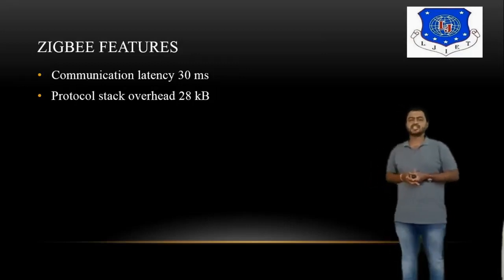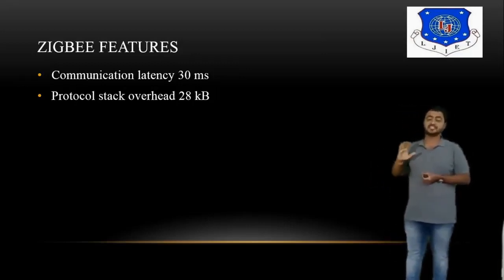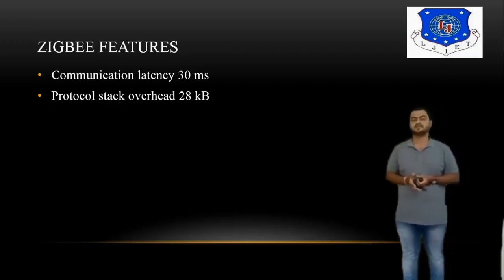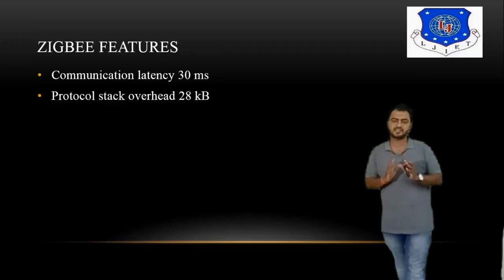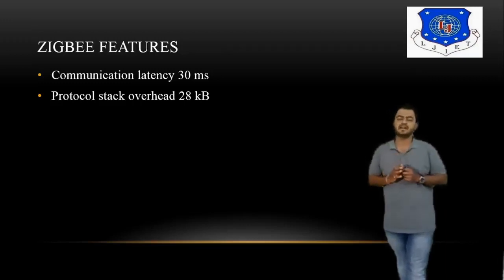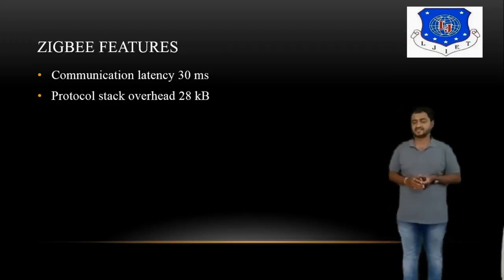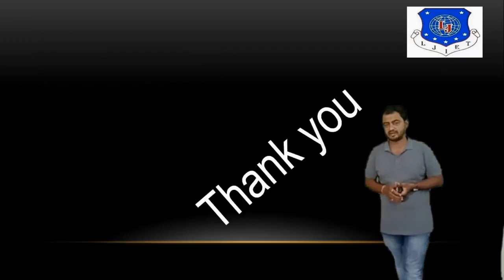Zigbee features: its communication latency is around 30 milliseconds, so it is very fast, and the protocol stack overhead is around 28 kbps. So basically the communication establishment is very popular and very good in terms of software and hardware. I hope you are getting the idea about different types of wireless and mobile protocols.